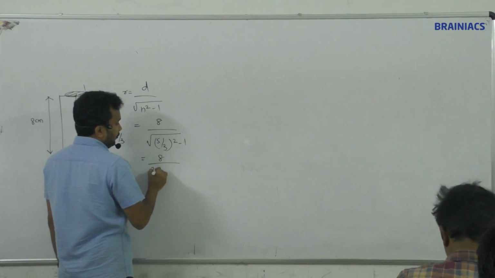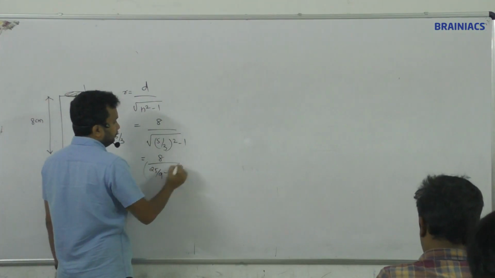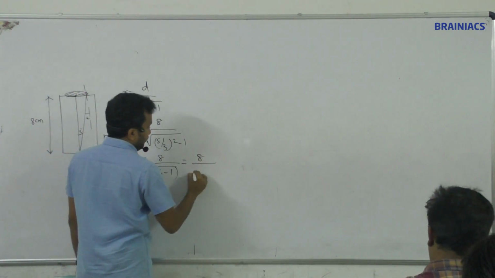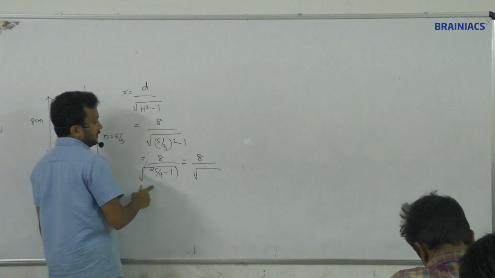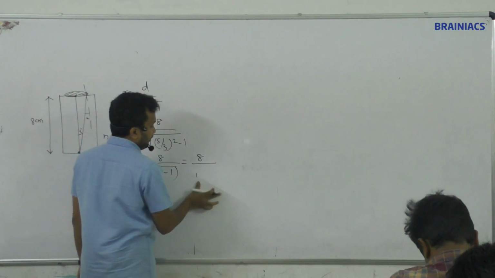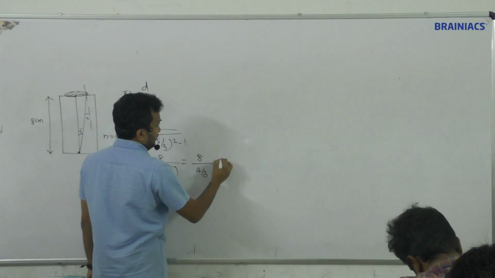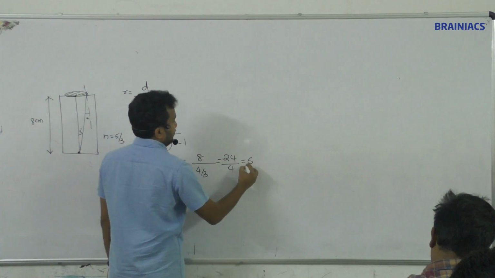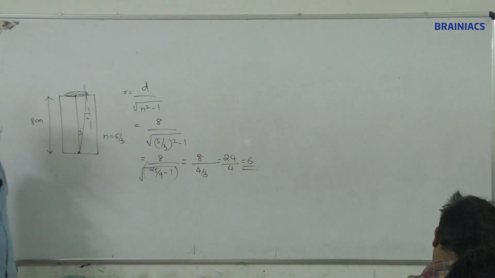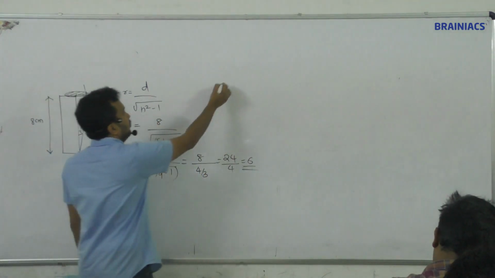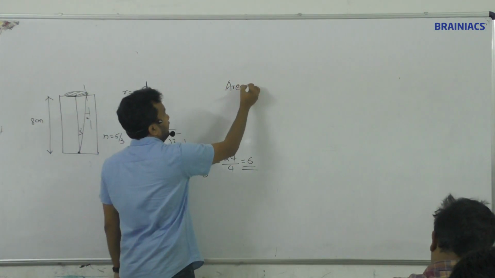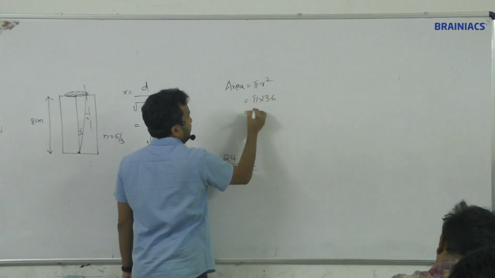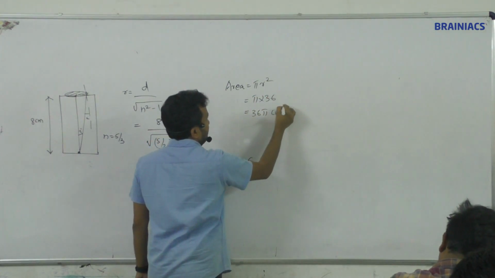8 divided by root of 25 by 9 minus 1. Root of 25 minus 9 by 9, the root is 4 by 3. So 8 divided by 4 by 3, which is 24 divided by 4, correct? 6. So the radius is 6. Okay, area is equal to pi r square, so pi into 36. 36 pi centimeter square.